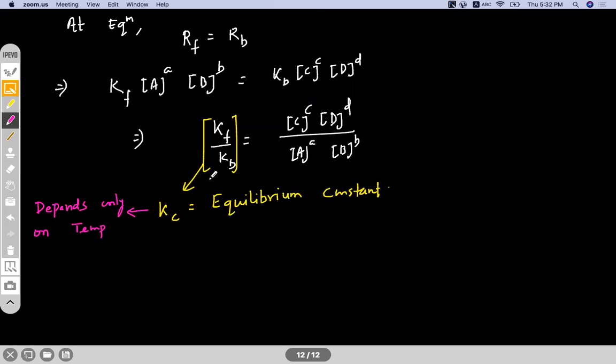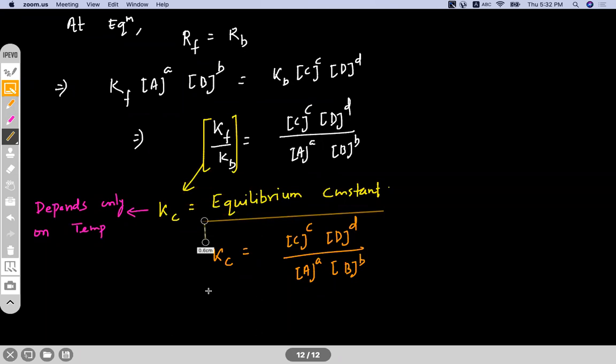So for any reaction, what do we get for Kc? Concentration of C to the power c, concentration of D to the power d, by concentration of A to the power a, concentration of B to the power b. What are C, D, A and B? They are the product and reactant. If you recall that particular equation, delta G in terms of that K, we will write down the concentration of product by reactant, isn't it?